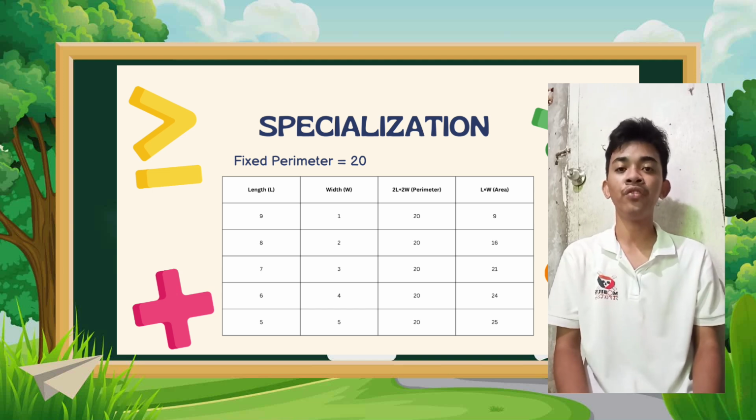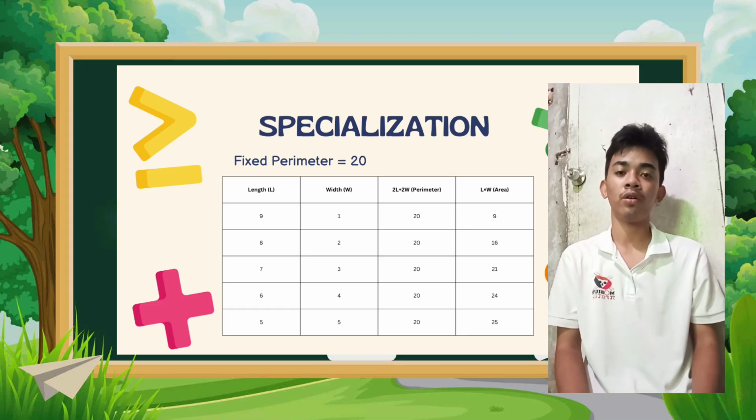We also observe that as the length and width get closer to each other, the area becomes larger, and it reaches the highest value when both sides are equal, meaning forming a square.